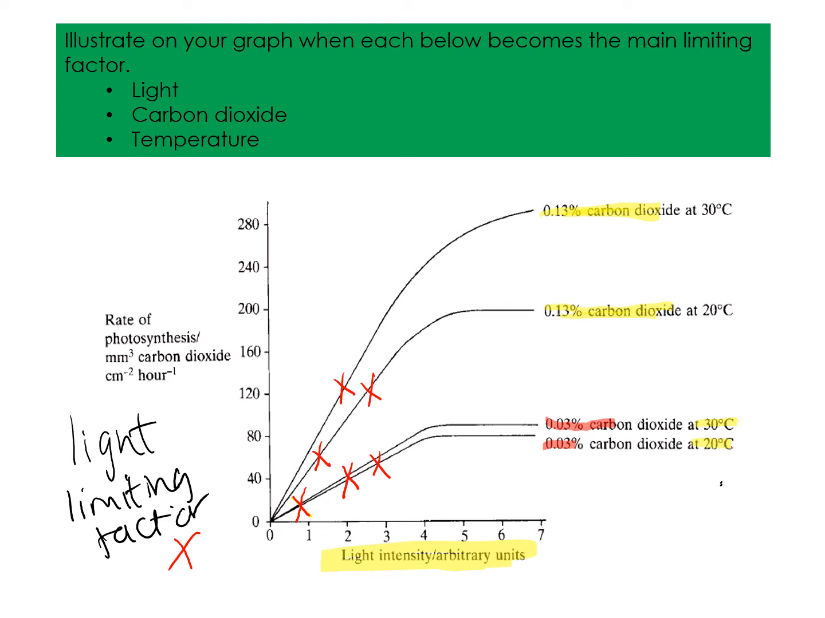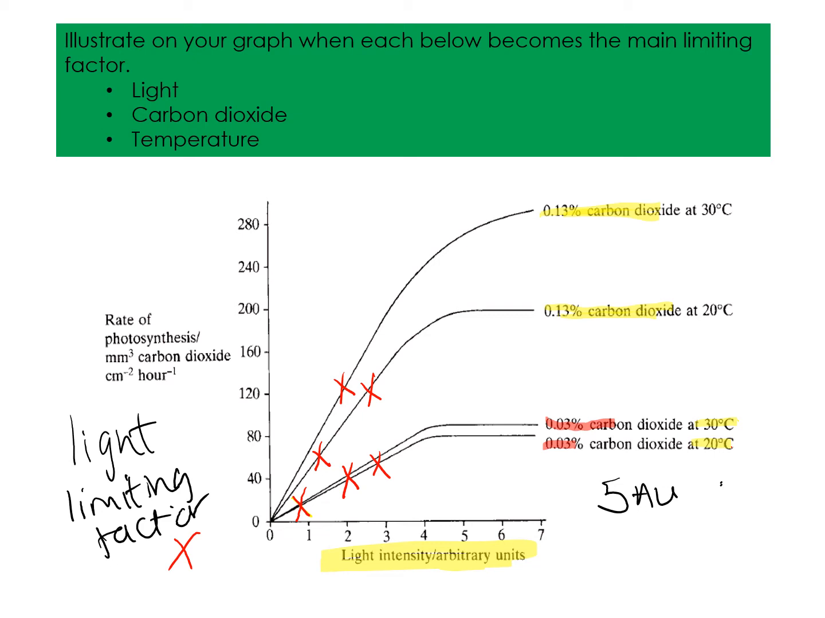So for example, if the examiner said at an arbitrary unit of 5, so if the light intensity is 5 arbitrary units, how much is the carbon dioxide limiting the reaction, and how much is temperature limiting the reaction? Which of the two is limiting it most? So you could do a comparison then between your two experiments.